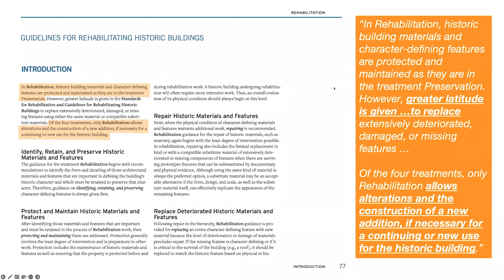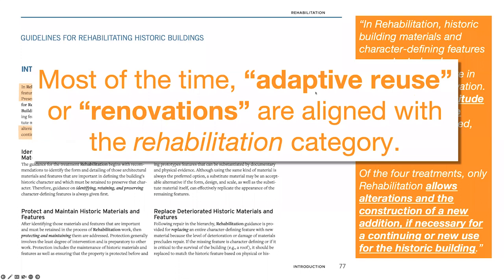So in rehabilitation, historic building materials and character defining features, we're going to hear that term a few times tonight, keep it in the back of your mind, are protected and maintained as if they were being treated in a preservation way. However, greater latitude is given to replace extensively damaged, deteriorated, or missing features. Of the four, only rehabilitation allows alterations in the construction of a new addition, if necessary, for continued or new use for the historic building. So this one maybe gives you the most latitude. If preservation is one of the more restrictive of the four, rehabilitation is the more expansive.